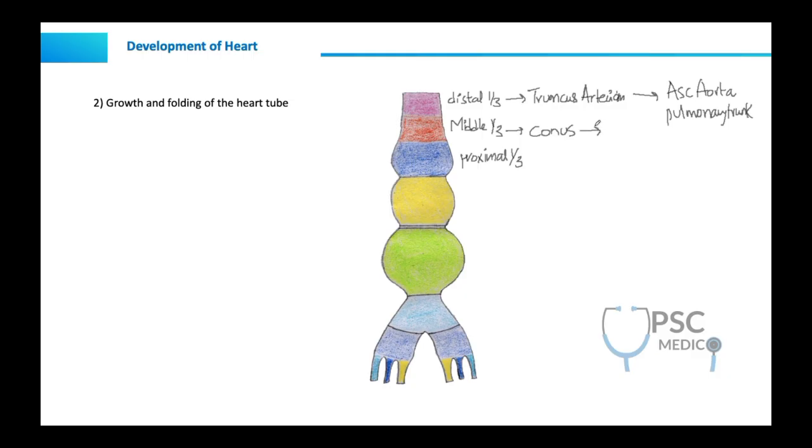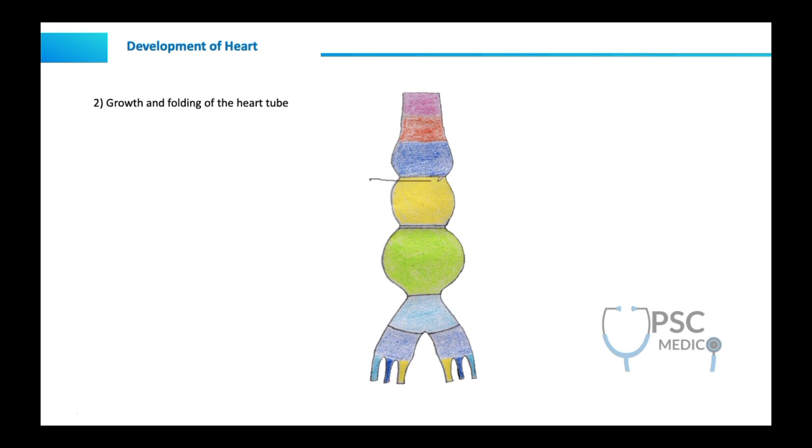and this conus gives rise to the outflow tracts. It helps in the formation of the outflow tracts for the right and left ventricle, because this is the primitive ventricular part. And next, the proximal 1/3 part has no separate name. It forms a kind of trabeculations and merges with the ventricular part, and it helps in the formation of the primitive ventricle. Then between this bulbus cordis and the ventricle, this line of separation is known as the bulboventricular sulcus.